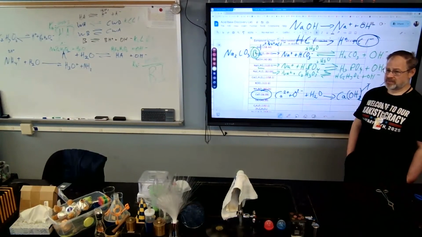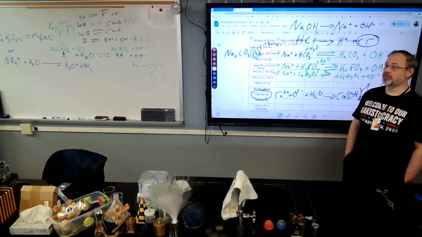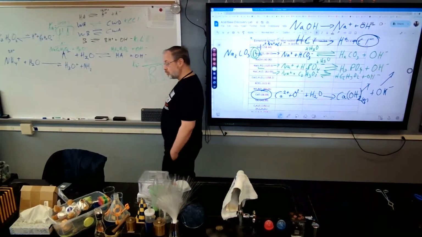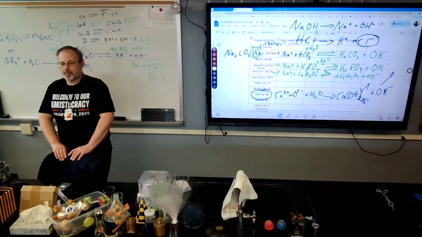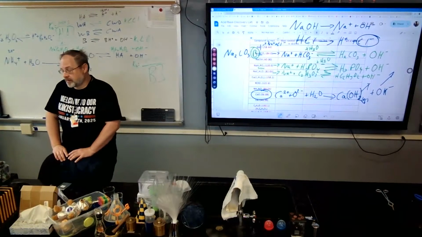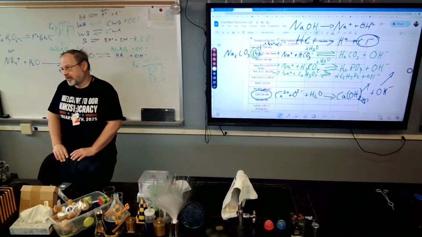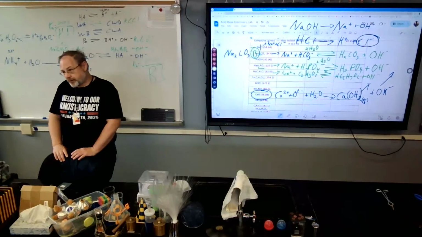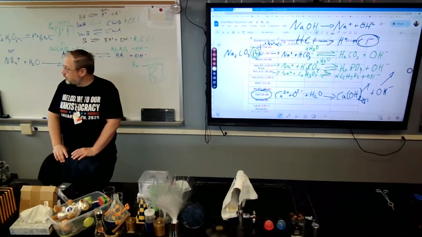Okay? As long as it's not a D-block metal oxide. If it is a group 1 oxide or a group 2 oxide, lithium oxide will form lithium hydroxide. Potassium oxide will form potassium hydroxide. Magnesium oxide will form magnesium hydroxide. But iron oxide will not.